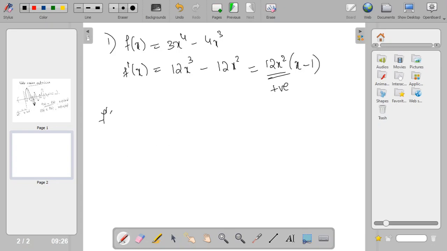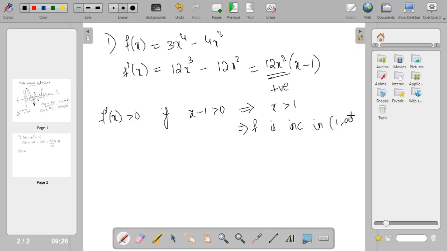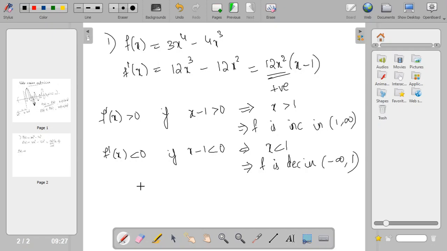So f dash of x will be greater than 0 if x minus 1 is greater than 0. So that implies x is greater than 1. So f is increasing in the interval 1 to infinity. Similarly, if f dash of x is less than 0, x minus 1 must be less than 0. So that implies x must be less than 1. So f will be decreasing in minus infinity to 1. So those are the intervals of increasing and decreasing.